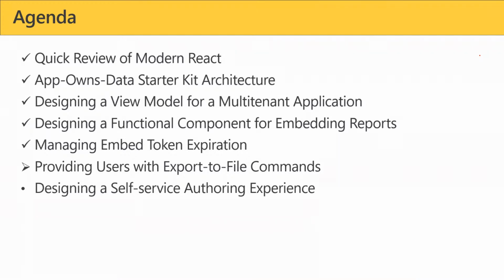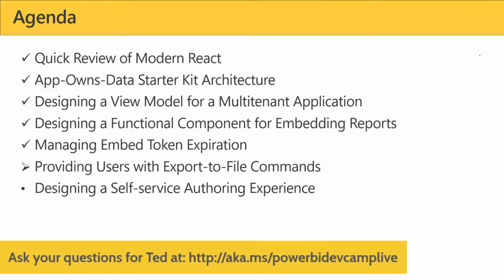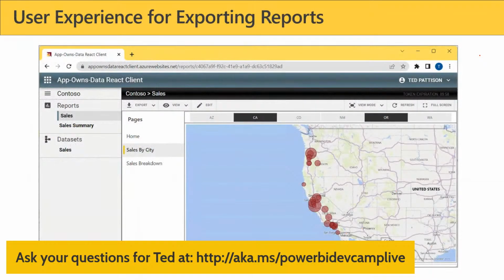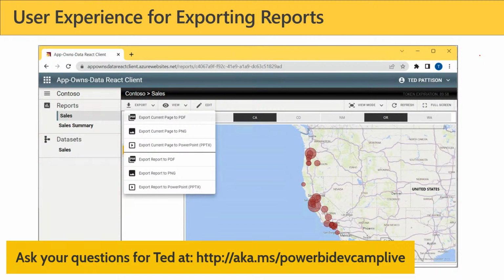Thanks, Daniel. Okay, first section is exporting reports and giving the user the ability to do that. So let's say a user goes to a page and picks a particular type of filtering. So we want to allow the user to go to the export menu and to export either the current page as PowerPoint, PNG, or PDF, or export the entire report.